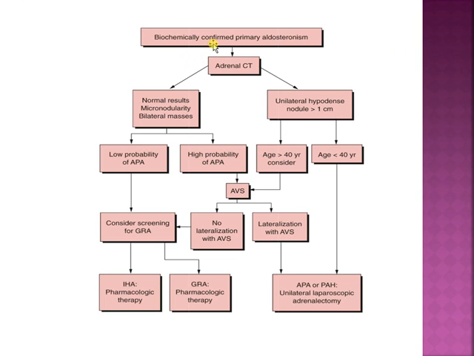So once you have biochemically confirmed primary hyperaldosteronism, you proceed with adrenal CT. If you have a mass less than 40, go for surgery. If it is over 40, then you do adrenal vein sampling. If results are normal, or there is only a micronodularity or bilateral masses, then depending on your probability, if it's a high probability versus low probability, you further proceed.